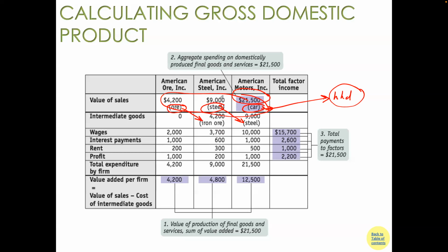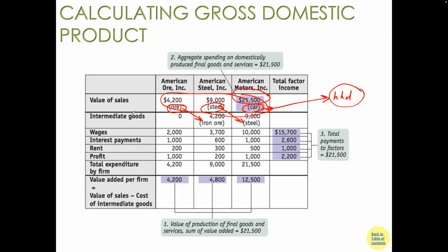Which one do you guys think is correct? I think it's just the car, because that's the only one that's final. Like your household, right? Steel or you're buying cars. Right. Okay. So 21,500 is the number you're going to use. And like I was trying to give you a hint.